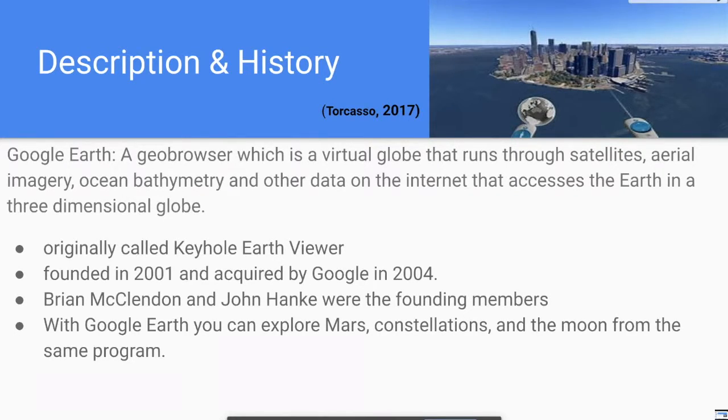In addition, Google Earth before was called Keyhole Earth Viewer, since it had some sort of company business with Keyhole Inc., founded in 2001, which was then acquired by Google in 2014. The founding members of Google Earth were Brian McClendon and John Hanke, but then had to split because McClendon went to go work for Uber.